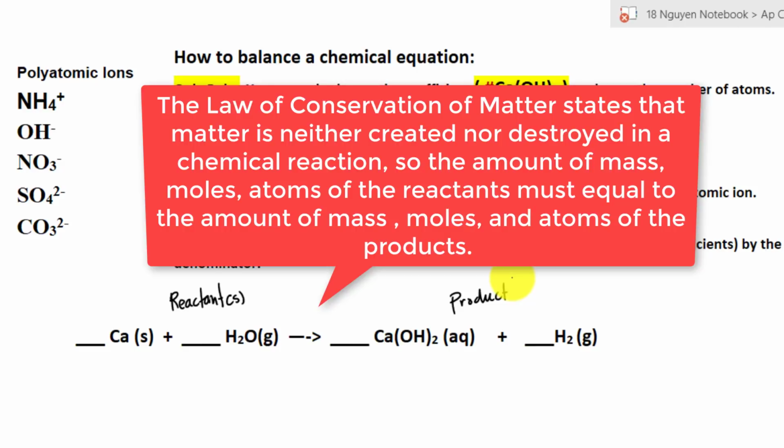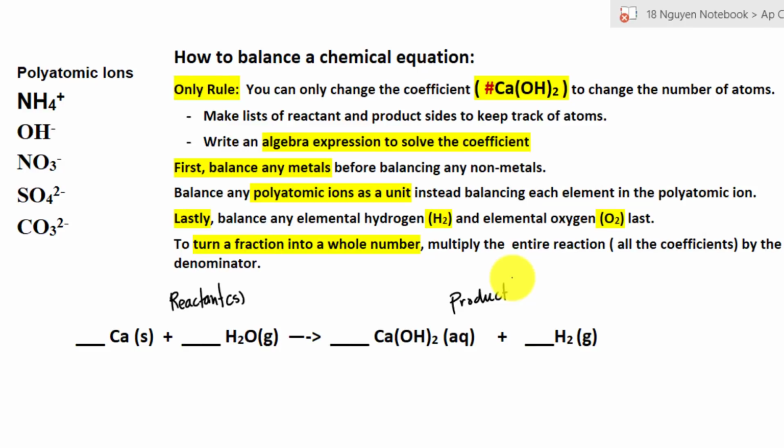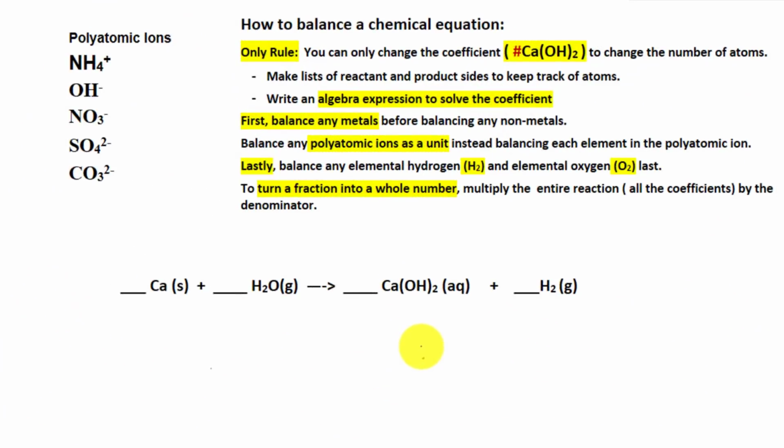In order to prove that law really exists, we have to balance a chemical reaction or chemical equation. In this video, we are going to focus on how to balance a chemical equation. Now let's look at how to balance a chemical equation. Well, there is only one rule when it comes to balancing a chemical equation, and that is you can only change the coefficient number, and that's the number in front of the chemical formula. And that's the only method that you're allowed to use to manipulate the number of atoms on both the product and the reactant sides.